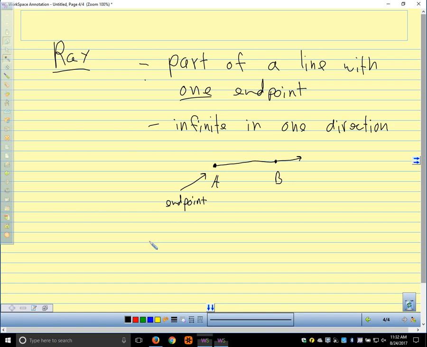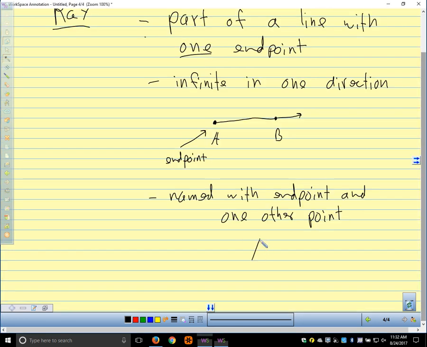And we name them with the endpoints and one other point. So it goes through point B. So I would call this ray AB. And we draw a ray over the top. If we do it in the opposite order, I could do it this way. But we want to make sure the ray goes the right direction. So we want to make sure that A is the endpoint. Either one of those would work for the ray.